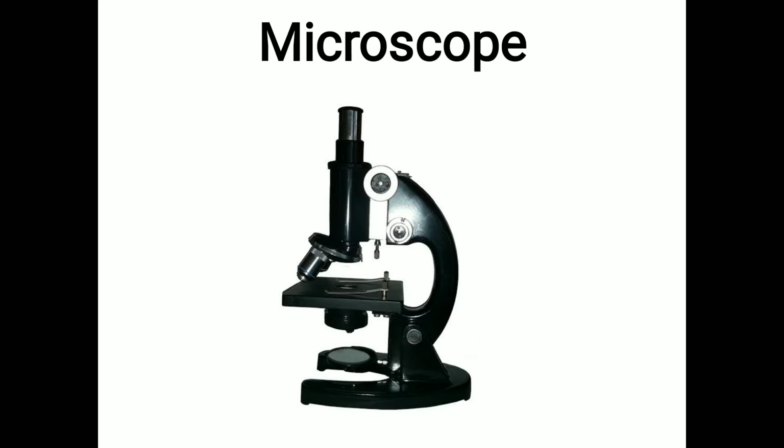Let's see the sixth one, that is an instrument used for looking at very small objects which cannot be seen with the naked eyes. Means there are some things that we cannot see with our eyes. How do we see them? With a microscope, right?